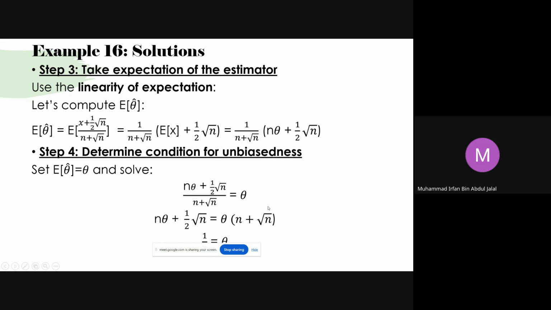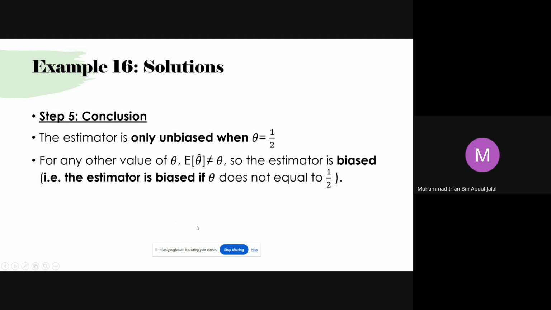So after, we multiply both sides by n plus the square root of n, and then we solve it algebraically, and we will obtain that theta equals half. So in this case, we can conclude that the estimator is only unbiased when theta equals half, or 1/2.